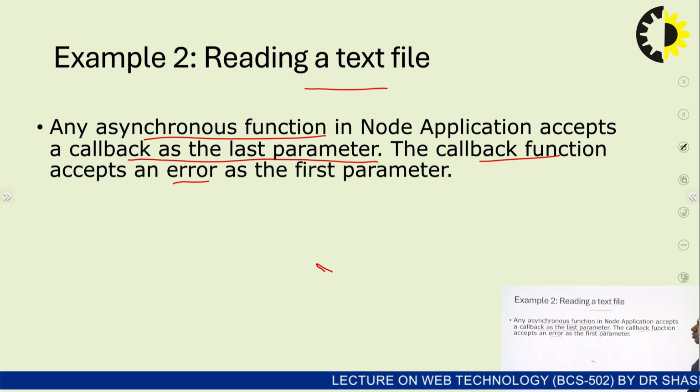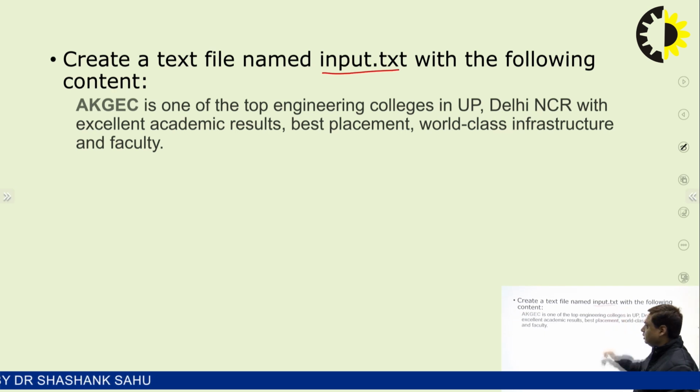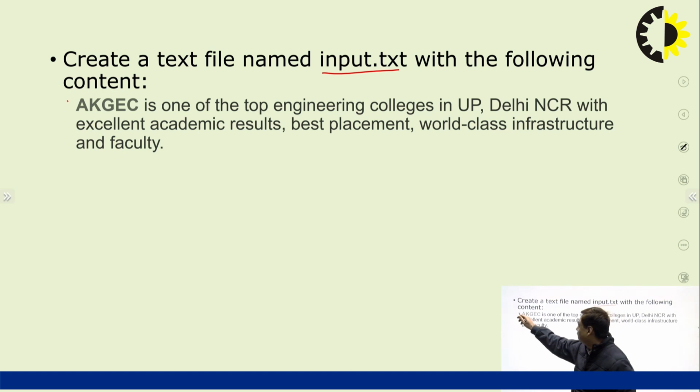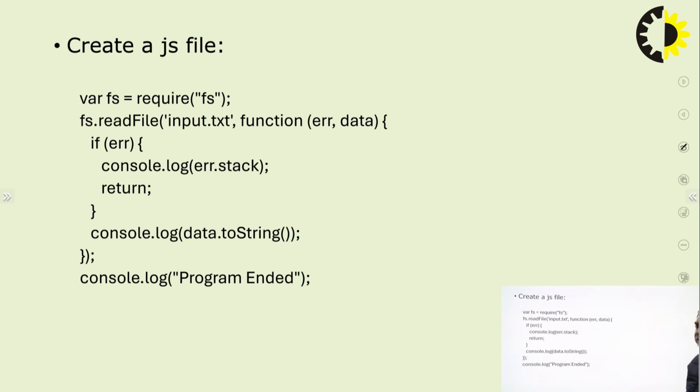So the use of this callback function is that it will display the content of a file that has already been taken by a particular function. So it is a text file. The name of the text file is input.txt. In this text file, we have written the text AKGC, one of the top engineering colleges. It is the text which is written in the input.txt file. Next, it is a Node.js file.